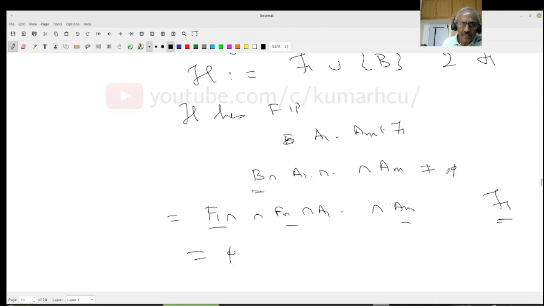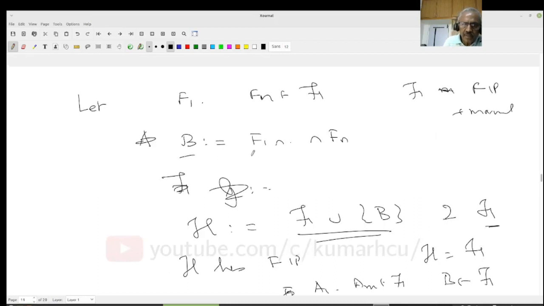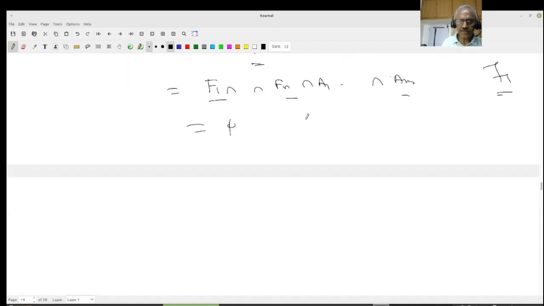You follow that? Okay. Therefore, what is the conclusion? So this has FIP but contains F. Thereby, by maximality, H has to be F. That means B is in F. But what is B? B is an arbitrary finite intersection of elements coming from F. Okay. Pause, review, proceed.